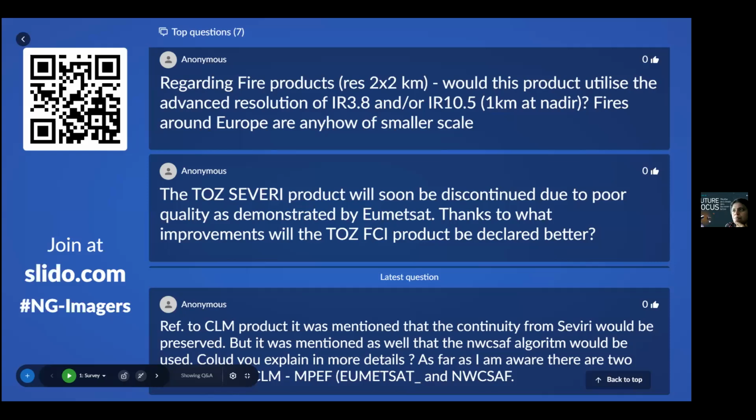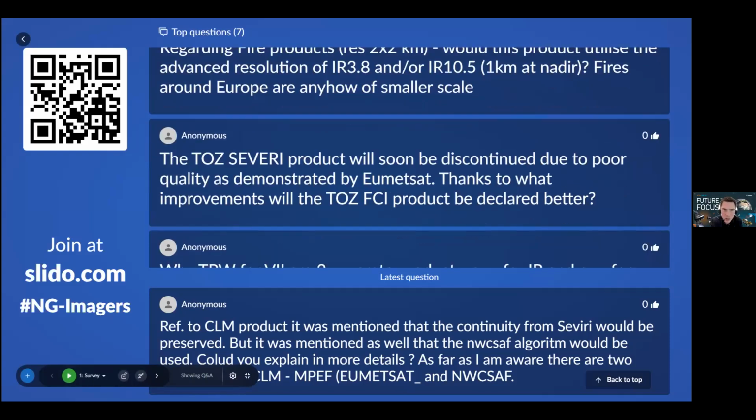Thanks to what improvement will the total ozone FCI product be declared better? Yes, I think that's to be determined. The decision to discontinue the SEVIRI TOZ is quite recent, and of course the development of FCI TOZ runs for a longer time period. So it will be disseminated in the beginning, and then we will see how the quality is, if the increased spectral resolution information is sufficient, but that's to be determined.